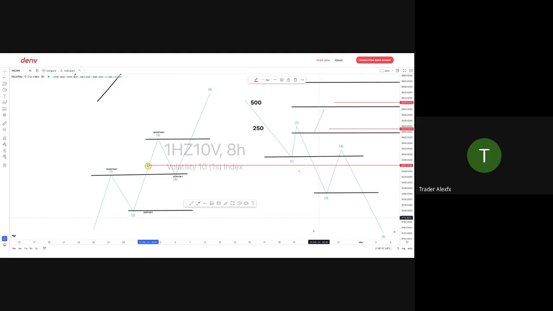Okay, let me explain now. You know, the market bought from 2 to 3. The market sold from 3 to 4. Now it's buying from 4 to 5. And we believe that the market will be selling from 5 to 6. Then it will buy from 6 to 7.